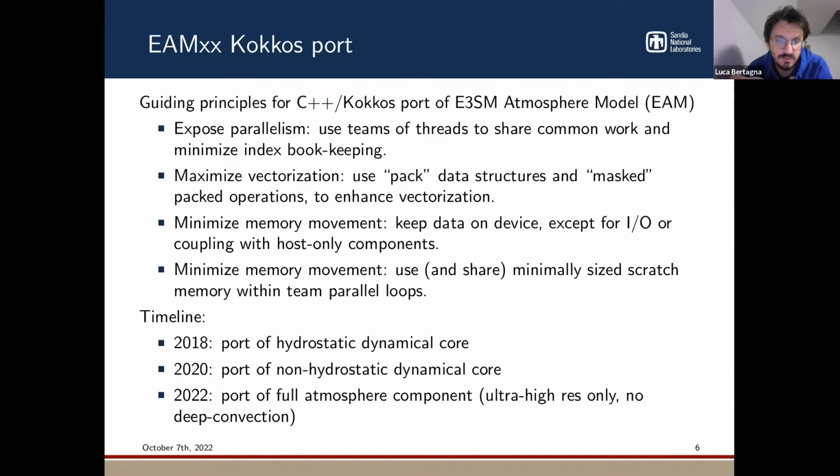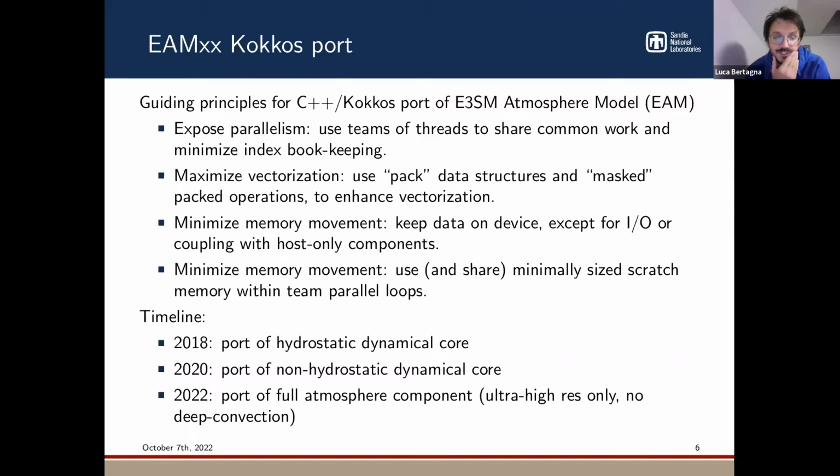But that's not just it. As I said, minimize memory movement also has to do with reutilizing cache and being careful about how you access memory. One of the things that we had to do, for instance, is use some minimally sized scratch pads, some scratch memory within parallel loops, to minimize memory consumption and also increase locality of memory access. So this effort started about 4 years ago with porting the hydrostatic dynamical core. In 2020, we did a similar task with a non-hydrostatic dynamical core.